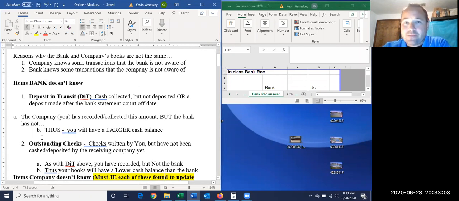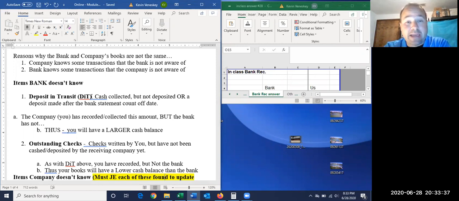So a few things, some new terminology. These first two items are really the only two items that we know about as the company that the bank doesn't know about yet per the bank statement. One of the items is called deposit in transit. This is simply if you have made a deposit, or even if you haven't made a deposit but you've collected the money and you're waiting to take it to the bank, you know that you have the money. It's just the bank doesn't know it yet because either A, you haven't made it, or B, you made it after the statement date, after that cutoff.